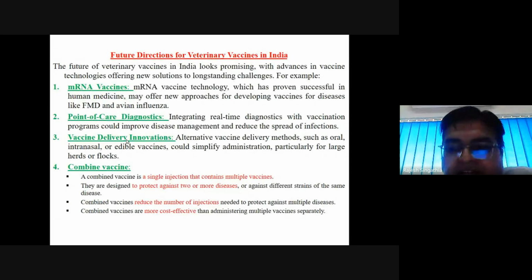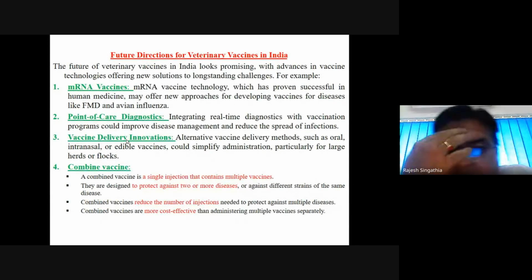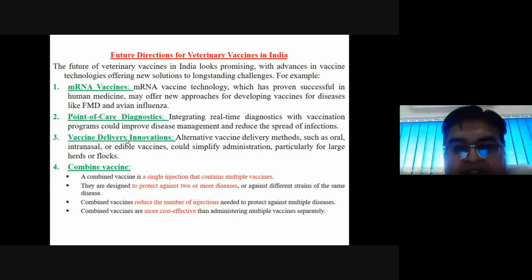Next very important point is what are the future directions for veterinary vaccines in India? The future looks promising, with advances in vaccine technology offering new solutions to long-standing challenges. For example, mRNA vaccine. What do we mean by mRNA vaccine? mRNA vaccine technology, which has proven successful in human medicine, may offer a new approach for developing vaccines for diseases like FMD and avian influenza, because these pathogens mutate very rapidly. These vaccines have worked successfully in human beings, so we can also go for this vaccine.